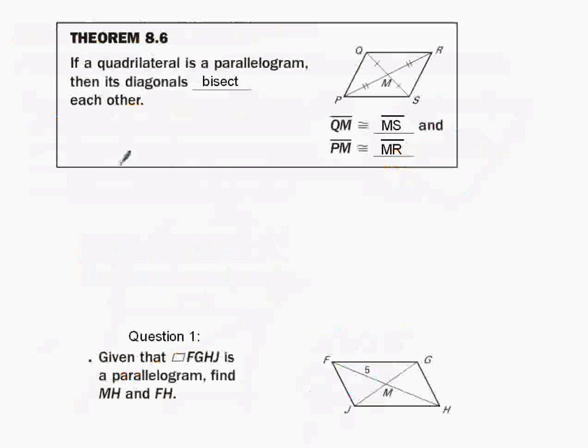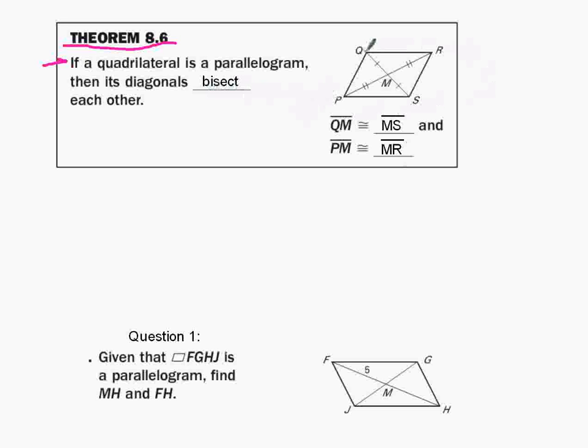On to that fourth property. Fourth property, in our book it's called Theorem 8.6. The number's not important. What's important is the content, and you need to get this in your notes. It says if a quadrilateral is a parallelogram, then its diagonals bisect each other. Bisect means cut each other in half.